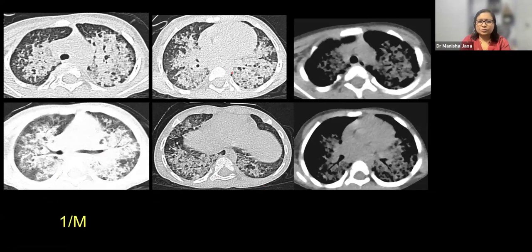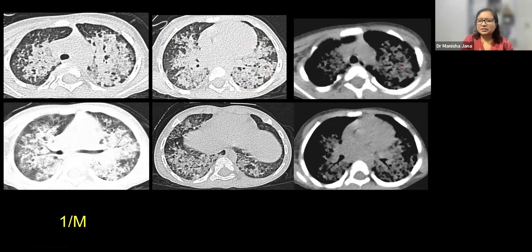Coming to this appearance, so what is the pattern? This is more towards the white, and this pattern is consolidation because vessels are obscured. Now, what is the distribution? It is more centrally located, more in the perihilar location with a little bit of sparing of the periphery. There is no ground glass opacification, pretty dense consolidation, and sparing of the central and peripheral part.